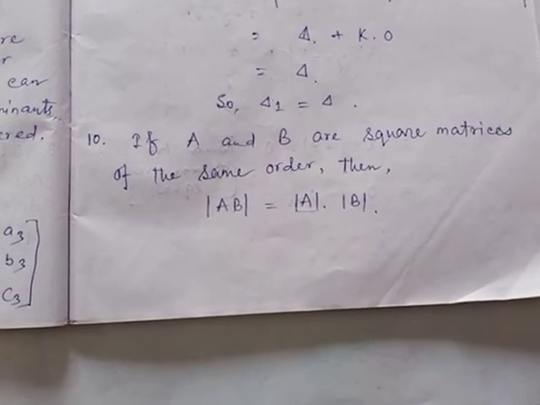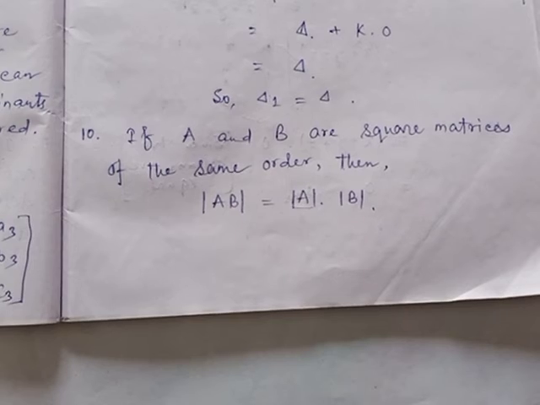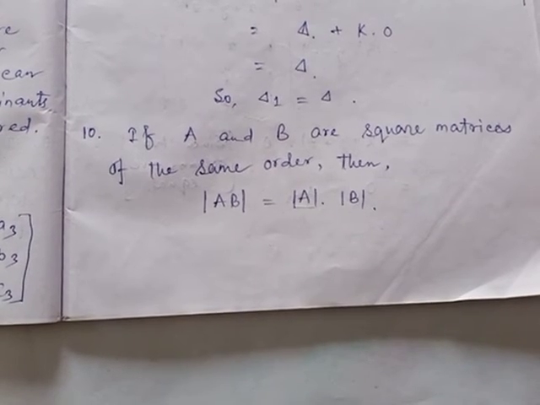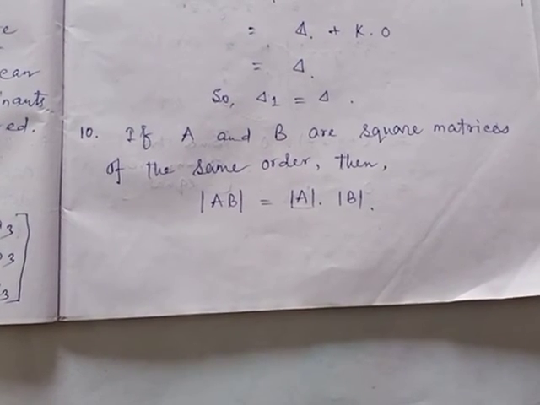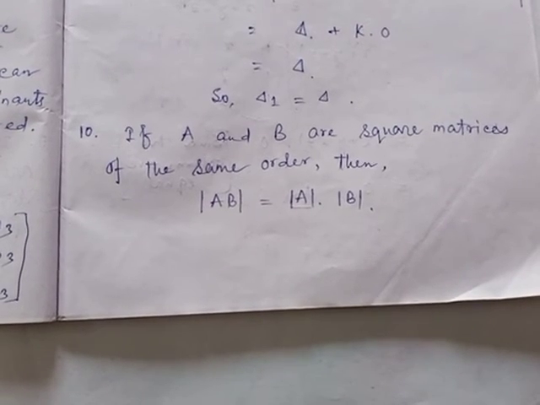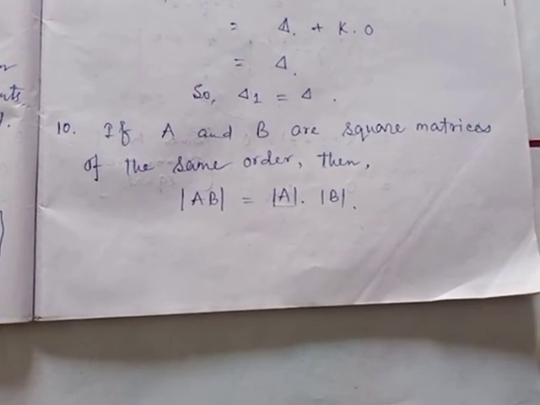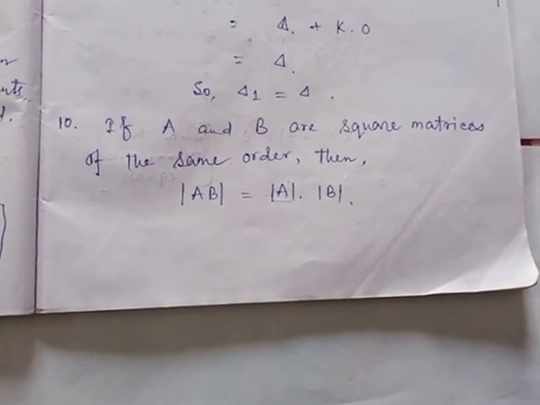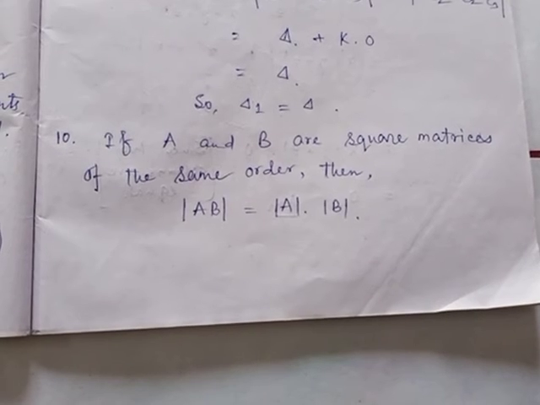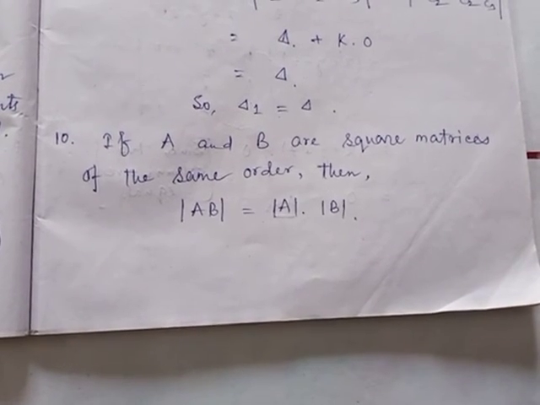If A and B are square matrices of the same order, then we can write det of AB equals det A into det B. This is a very important part. Det of AB equals det A into det B.